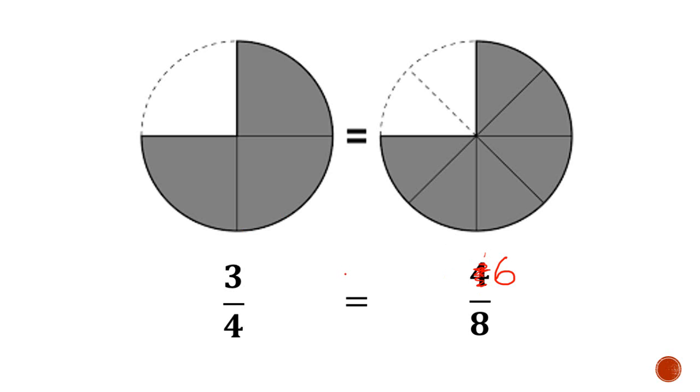3 multiplied by what gives you 6? 3 multiplied by 2 will give you 6. And if you multiply 4 by 2, you'll get 8. So we see here that the following is true. 3 multiplied by 2 is 6, 4 multiplied by 2 is 8. If we multiply them by the same number, we get an equivalent fraction. This is all the following slide is saying.